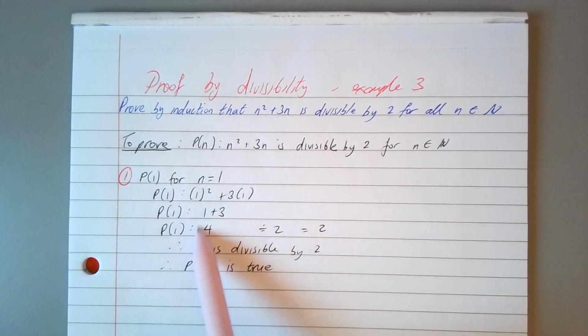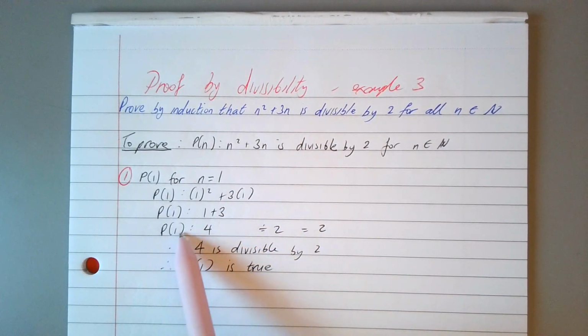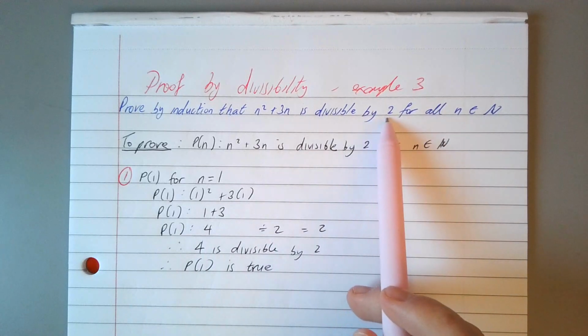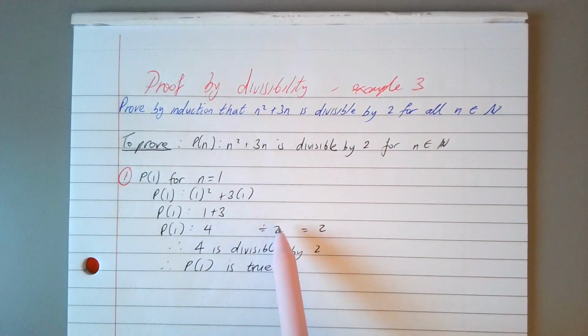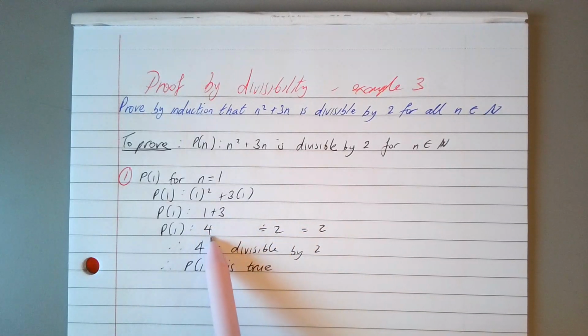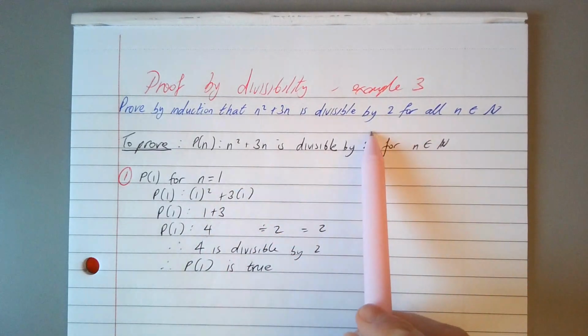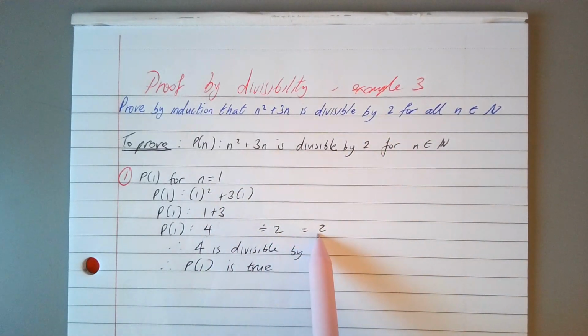And in the last question we had 3 divided by 3 gave us 1. So for this, as long as the number for P1 is divisible by the number they gave you in the question, so here 4 is divisible by 2. They could have said 8, and that's divisible by 2. So as long as the number you get when you sub in 1 is divisible by the number in the question, then you're happy to go for P1.